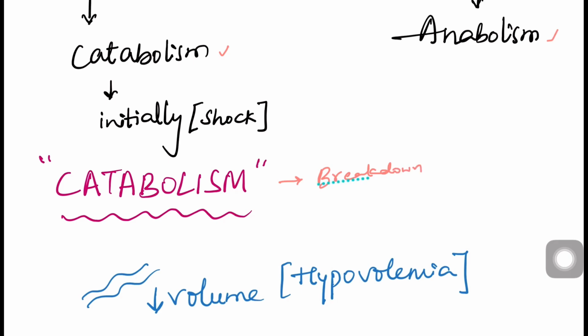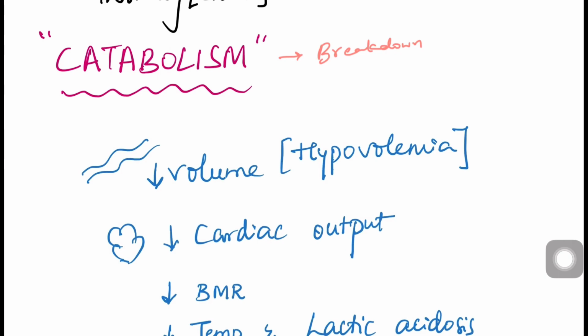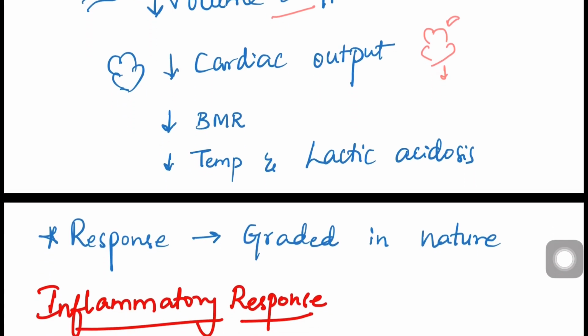So what does the body do? Body will try to retain everything, retain the volume, retain the energy stores. Here it will try to conserve the volume, leading to hypovolemia. When there is decreased volume in the blood, the heart will have decreased input, leading to decreased cardiac output and decrease in basal metabolic rate, temperature, as well as lactic acidosis.